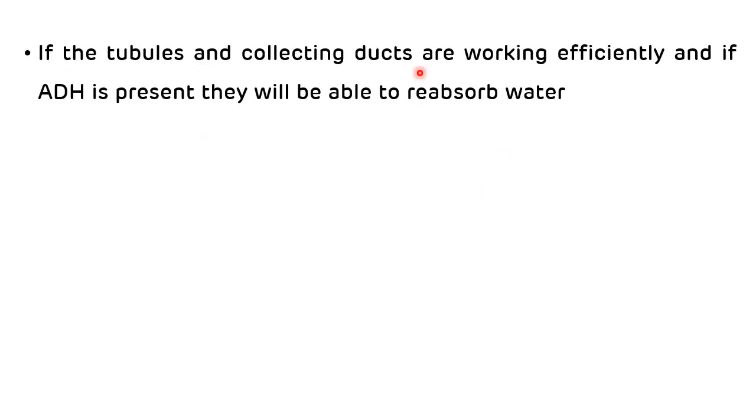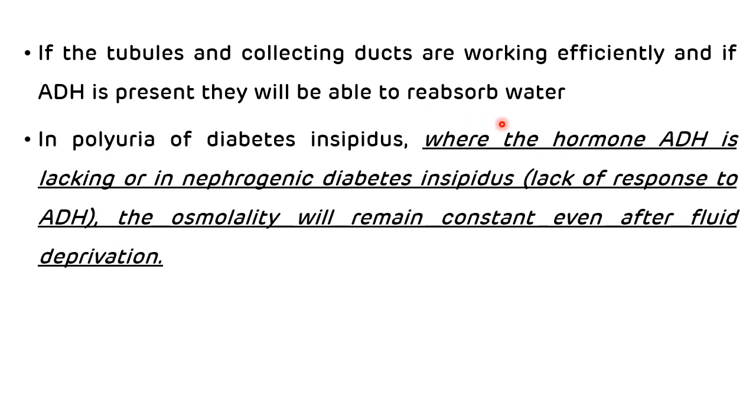If the tubules and collecting ducts are working efficiently and if ADH is present, they will be able to reabsorb water. In polyuria of diabetes insipidus, where the hormone ADH is lacking, or in nephrogenic diabetes insipidus, which occurs due to lack of response to ADH, osmolality will remain constant even after fluid deprivation.